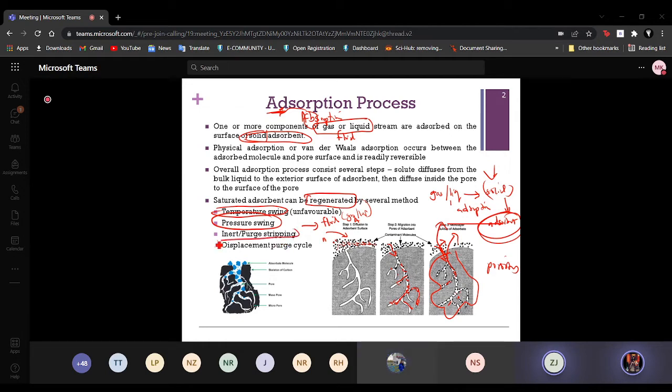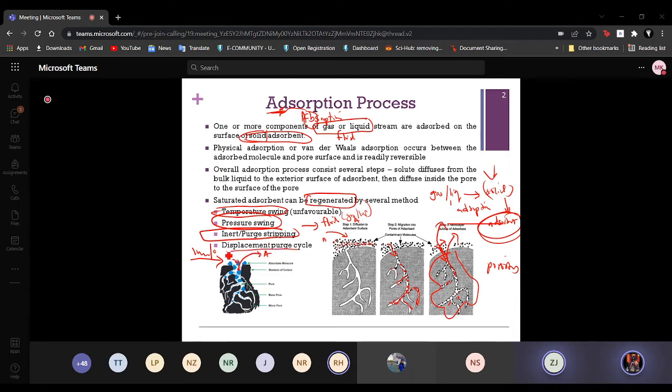And then, or you can use inert or purge stripping. How does stripping work? You pass inert gas or purge gas over that surface, so that you push that component A to go out. Something like that. That is the inert purge stripping.